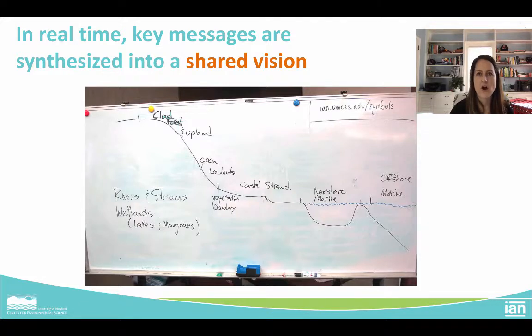So why are conceptual diagrams such a great tool? Not only do they provide that visualization, but they also can be created in real time to synthesize key messages and important parts of a system into a shared vision. So this is a conceptual diagram that was sketched out on a whiteboard as part of a stakeholder workshop in Samoa, and it's showing the important ecosystems from the cloud forest, the coastal strand, and offshore marine in Samoa. So this was the first sketch of the conceptual diagram.